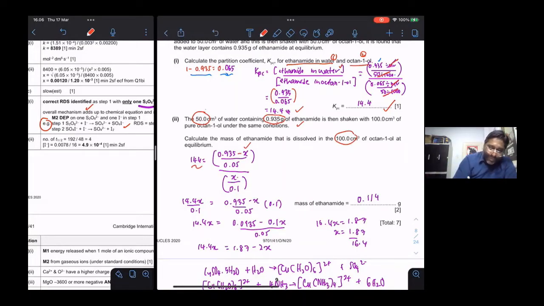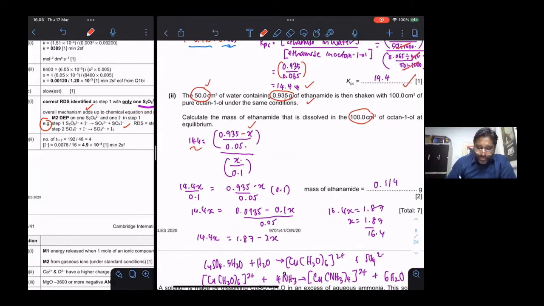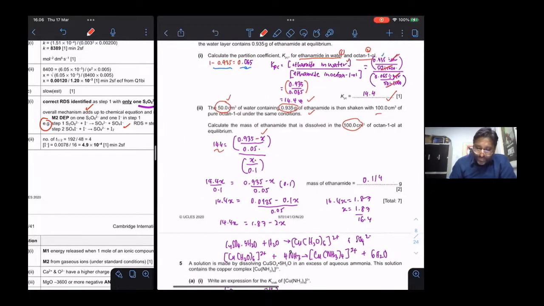So it's 50 cm cube, change it into dm cube, 50 divided by 1000, so it's going to be 0.05. And I am going to use the X, which is going to be the mass of the ethanamide in octan-1-ol divided by 0.1. Why? Because they say it's 100 cm cube. So change it into dm cube, 0.1 divided by 1000. Once you do that, you are going to have equals to 14.4.